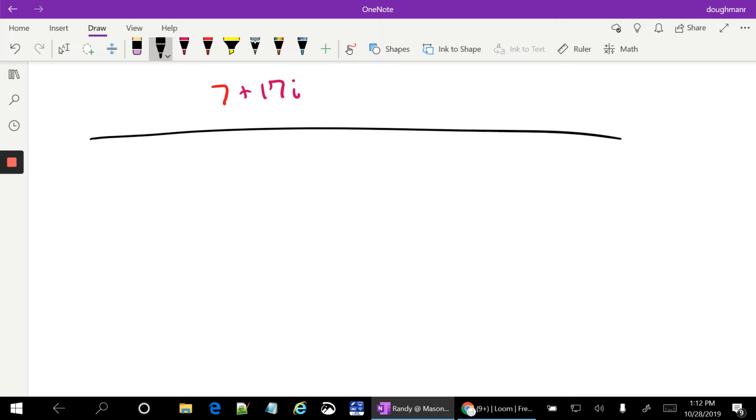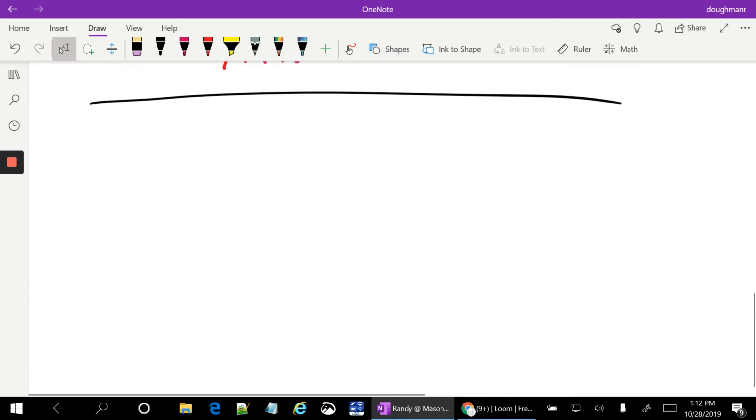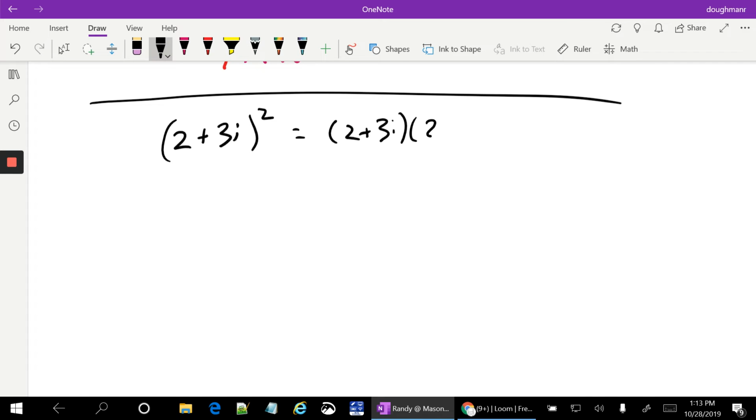We're going to look at raising a complex number to a power. So let's say I had 2 plus 3i quantity squared. Well, remember, what this means is 2 plus 3i times 2 plus 3i.